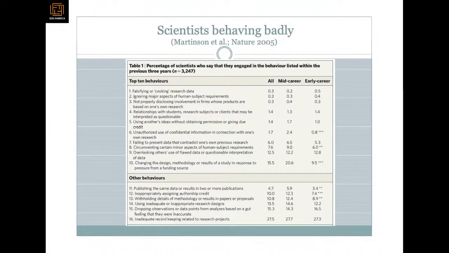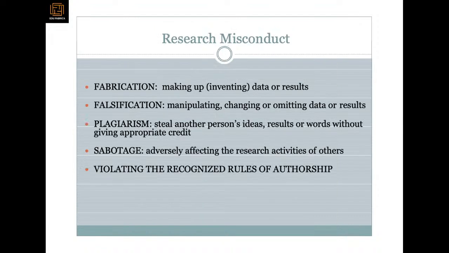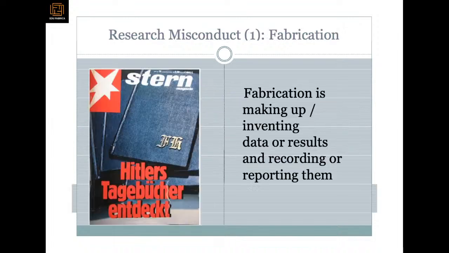So these are some case studies of falsification and behaving badly in science, with some research data of the same. What kind of research misconduct is done? Fabrication: you're making up data or results. Falsification: manipulating, changing or omitting data or results. Plagiarism: stealing another person's ideas, results or words without giving appropriate credit. Sabotage: adversely affecting the research activities of others, and violating the recognized rules of authorship. All these things matter in the case of research misconduct.